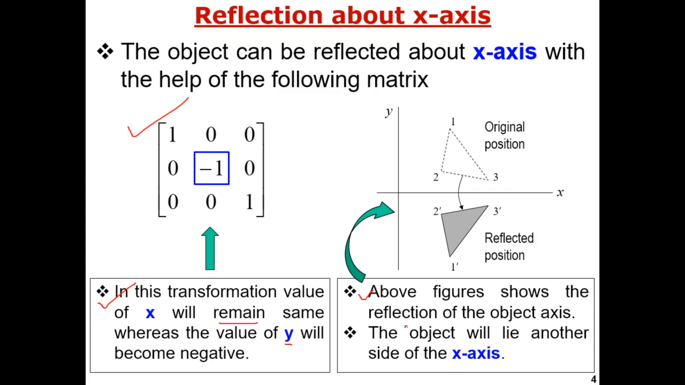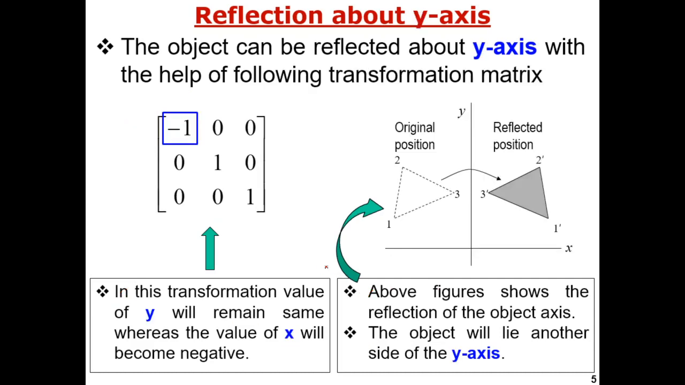The above figure shows the reflection of the object with respect to the x-axis, and the object will lie on the other side of the x-axis. So whenever you apply this reflection about the x-axis, the object lies totally on the other side. That is the simple thing. Now come to the y-axis. Whatever operation has been done for the x-axis, the same kind of operation will be done for the y-axis also, just the value is going to change.